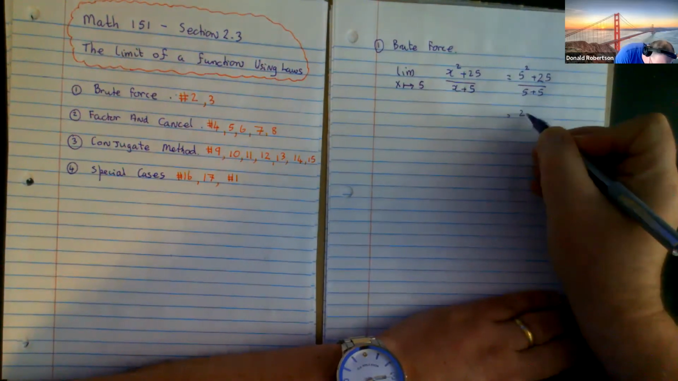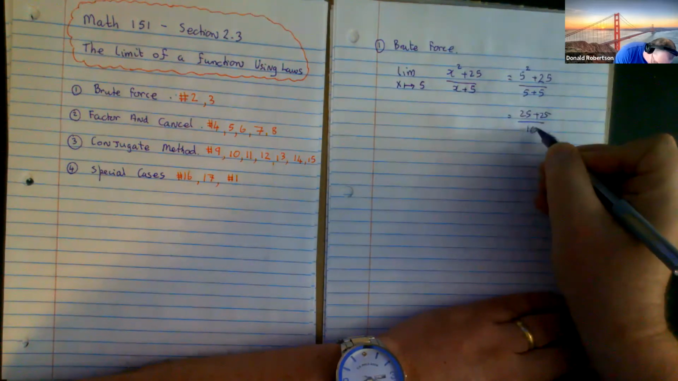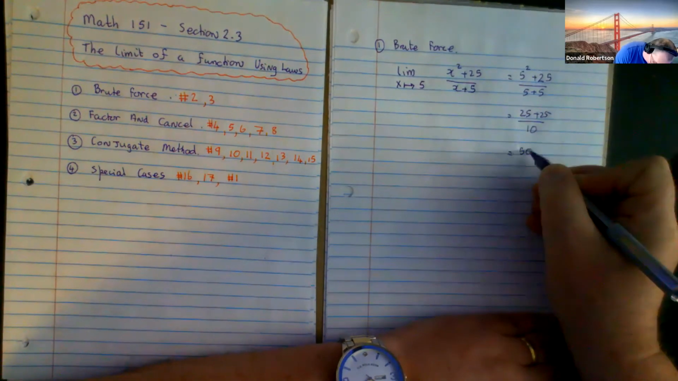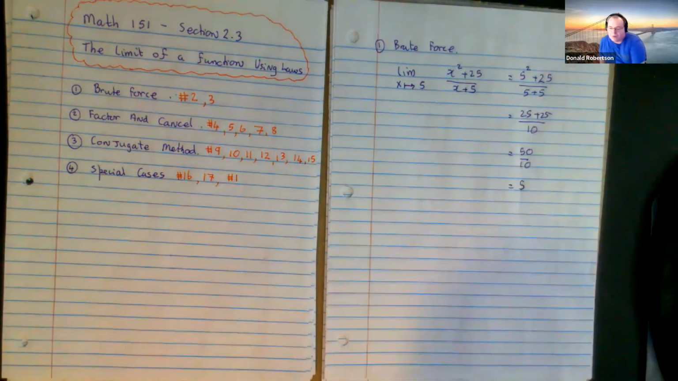That's 25 plus another 25, and the bottom's 10. So that's 50 over 10, and so the answer is 5. Do you see in that question then, the limit is really just the value of the expression, right? And that's one of the laws of limits. It says, look, if you can plug in the number and you can get an answer, then that answer is the limit, right? It's almost trivial, but that's what it says.